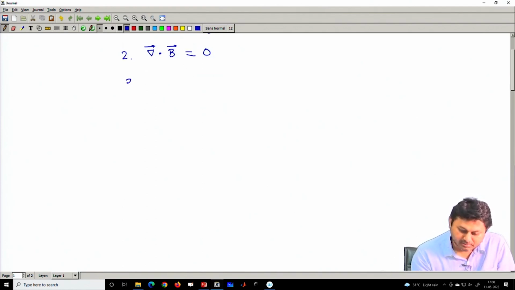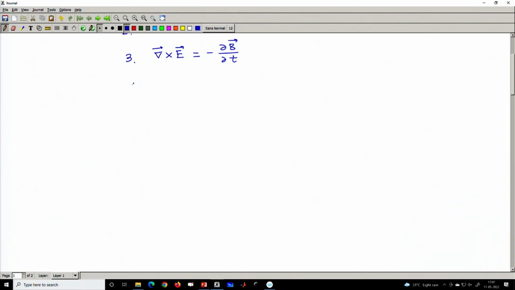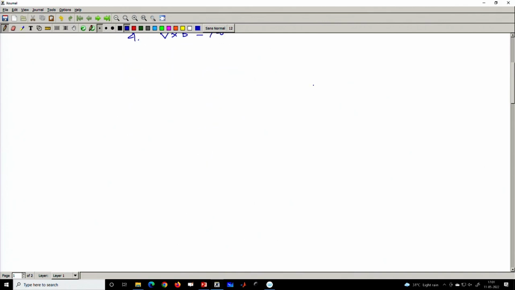The third equation was curl of E is equal to minus del B by del t, Faraday's law. And the fourth equation was curl of B is mu 0 J, and that is Ampere's law, and we find that there is a serious problem in equation 4. What was that?